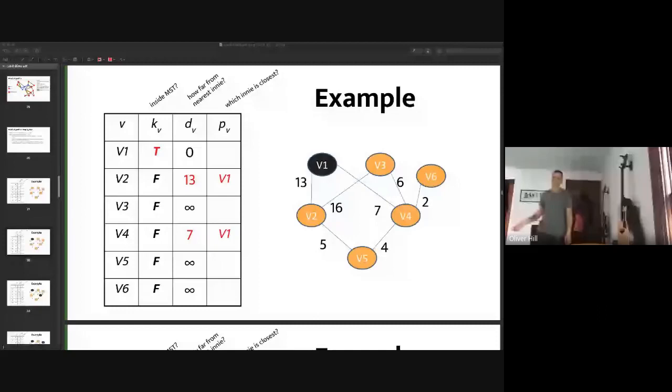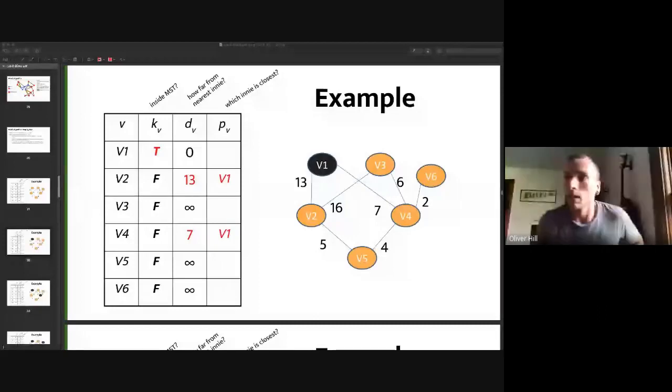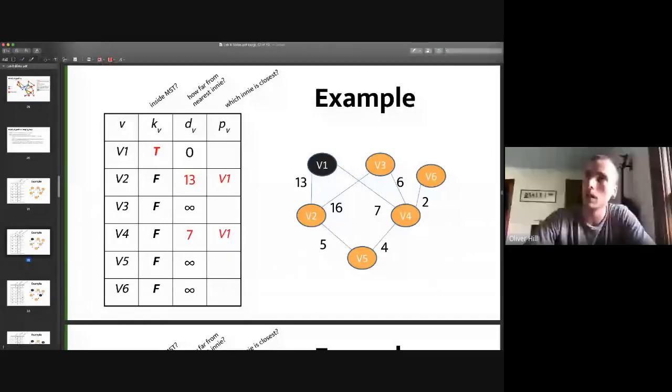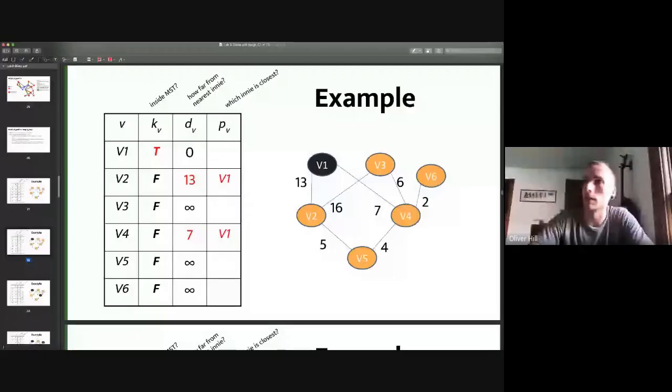Okay, so the next step is we're going to find the minimum distance, and we're going to add that node into our MST. So what can someone post in the chat what node we will add next? Yep, we're going to add V4. Yeah, exactly. Because 7 is less than 13. Okay. All right, so we add V4.